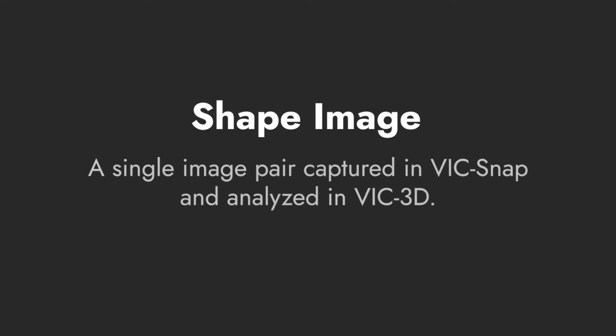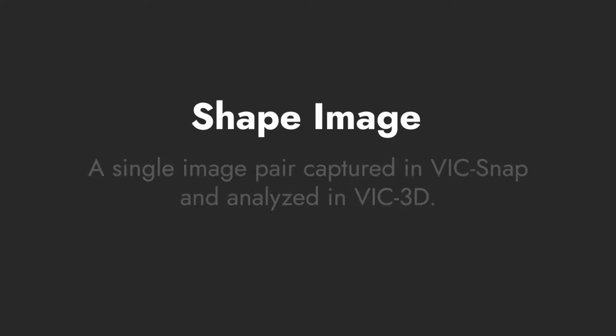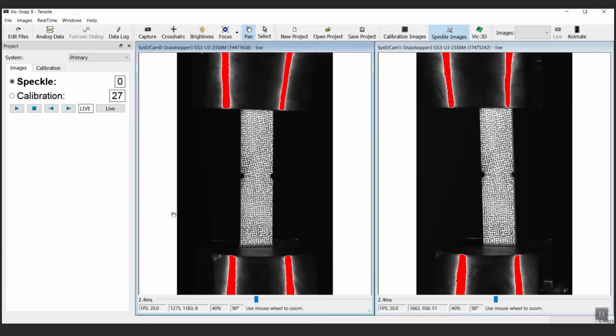The first step is to capture a shape image. A shape image is a single image captured with VicSnap and analyzed in VIC-3D. This is a good way to make sure the calibration is correct and everything is set up properly before actually running the test. This can save a lot of time and money, especially if the test is complicated or the material is expensive. To get started, replace the sample in the test frame. Make sure the Speckle Images button is selected in the VicSnap toolbar and take a single image with the spacebar.